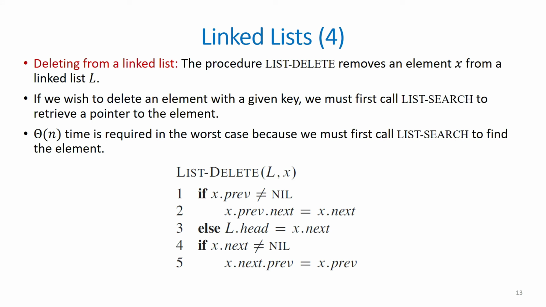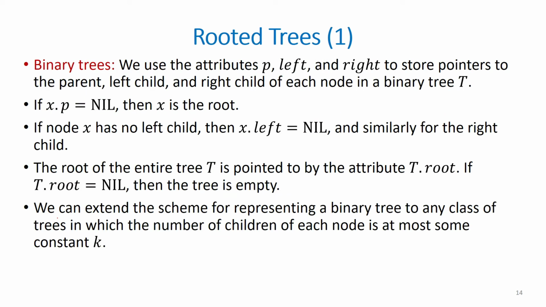To remove an element from the list, we use the list delete procedure as given here. As mentioned earlier, to delete a given key, we need to first search the list to find the key. So we need to call the list search procedure that we have seen earlier. Therefore, it requires Theta(n) amount of time in the worst case because we need to do the search operation before deletion. The last data structure that we will be studying today is what is well known as rooted trees.